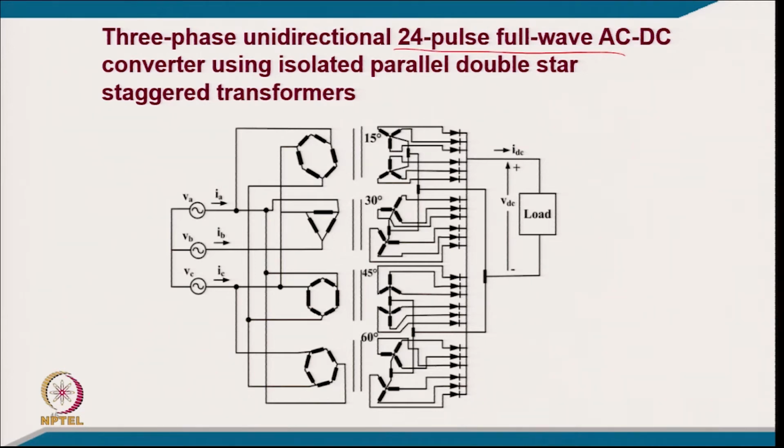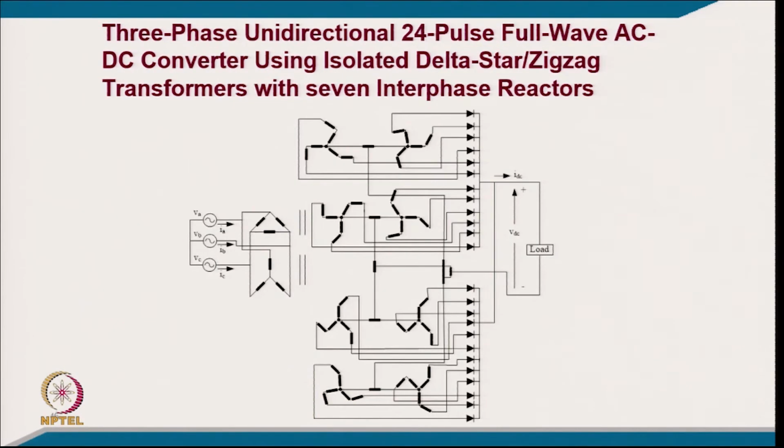Here also the lowest input harmonics will be 24 plus minus 1, so you will have the 23rd and 25th. The second band will be again 24 into 2 plus minus 1, so that will be the 47th and 49th harmonics. All other harmonics will be eliminated, similar to the multipulse concept we already discussed. So these are the kind of full wave concepts.